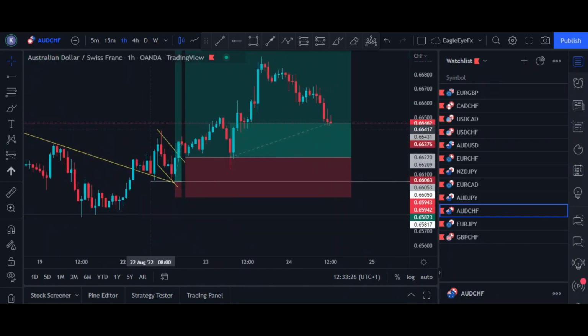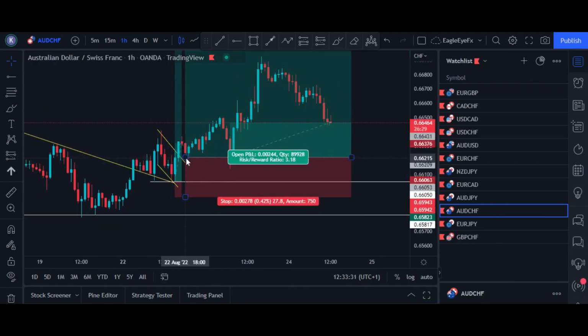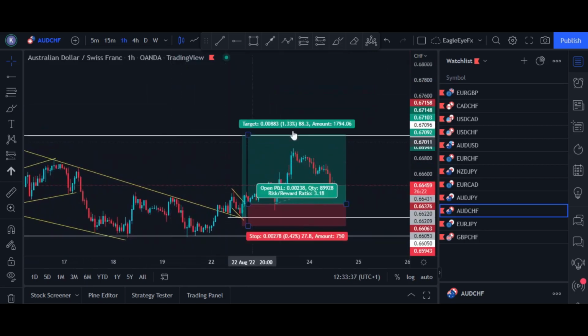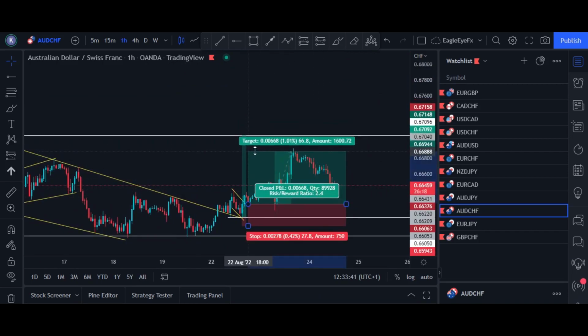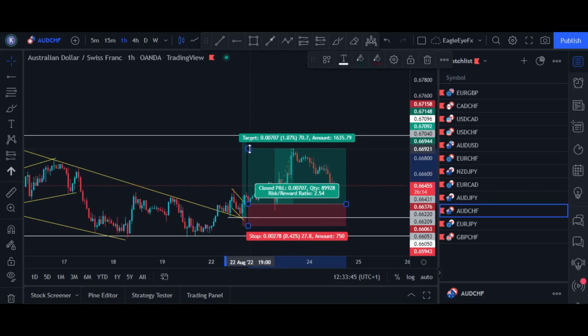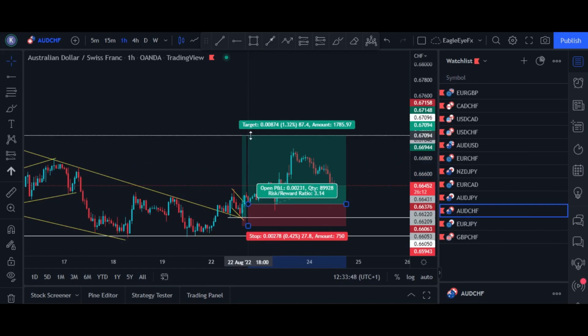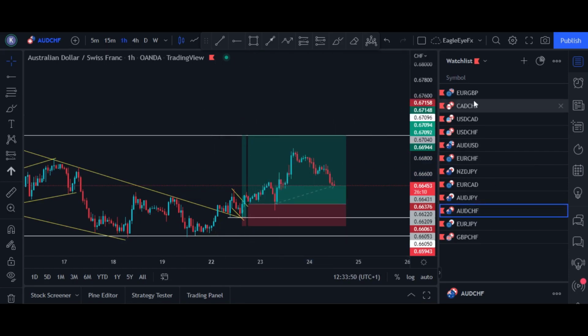Then as it moved back, it gave me a flag. At the breakout of this flag, I entered the next trade. My stop loss was just here, around 27 pips, and I was targeting this level over here. This was a 3.18, and I was looking for around 2.5%. I think I was looking for 4%.